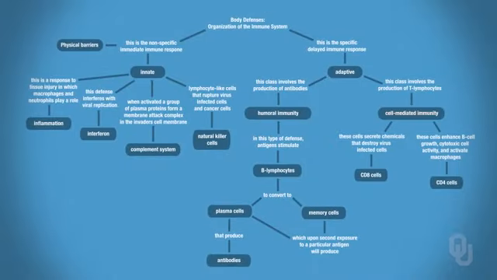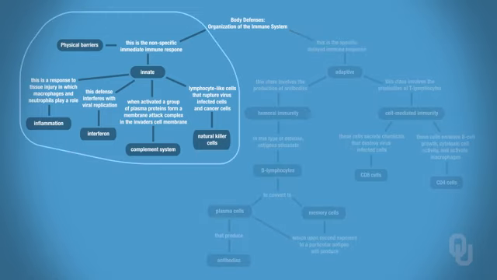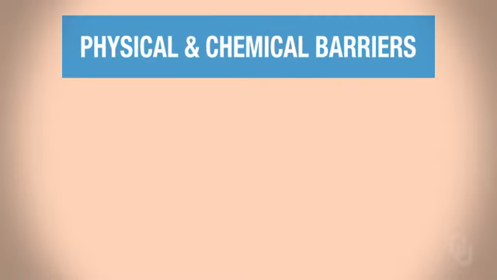Okay, so here's a flow chart that I put together to help organize the innate versus the adaptive response. So you're definitely going to want to use this as your roadmap. We're discussing the innate responses in this part, in part 2. First, let's start with the physical and the chemical barriers. You think about these as being the wall of the castle.